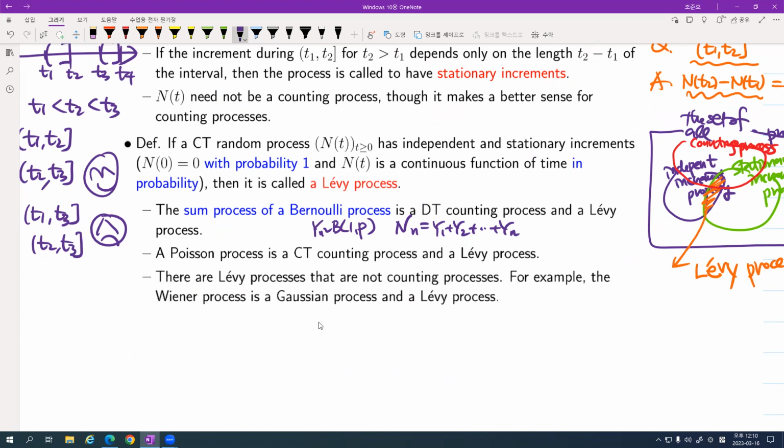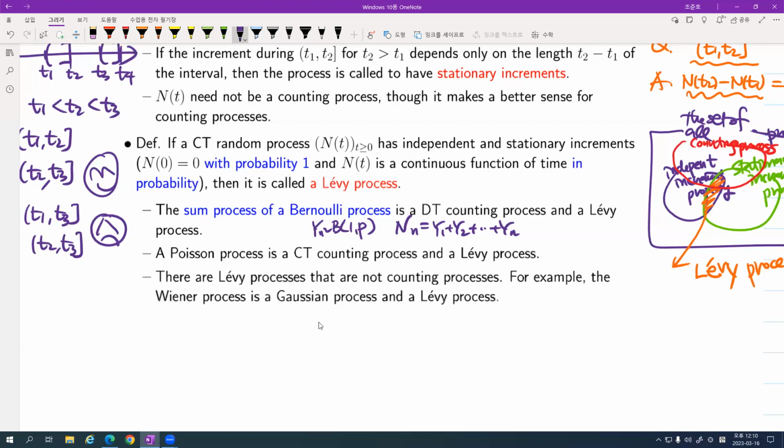So this counting process, a discrete time counting process, here goes my question. Does it have the independent increment property? So given non-overlapping intervals on the discrete time axis, is the increment independent? Yes, because we assumed the Yi's are IID. So given non-overlapping discrete time intervals, how many ones there are, they are independent. So this sum process of a Bernoulli process has the independent increment property.